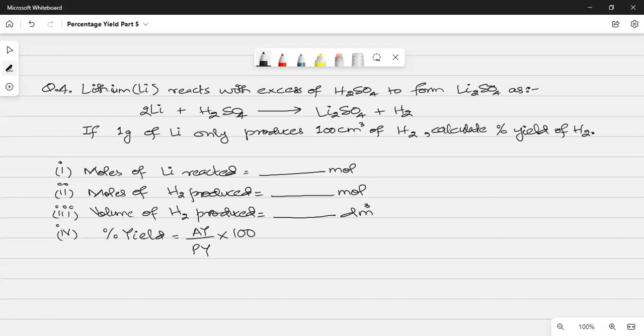The answer to step 3 in decimeter cube is itself the predicted yield, because you're theoretically calculating the answer to hydrogen. That's not what actually was produced. What actually was produced, as written in the question, was only 100 cubic centimeter, which you're going to convert into decimeter cube before you use it in step 4.